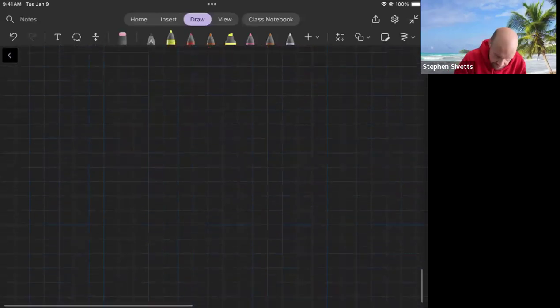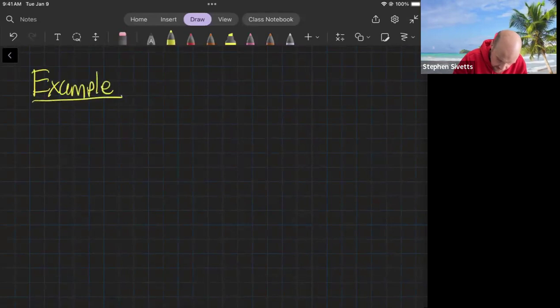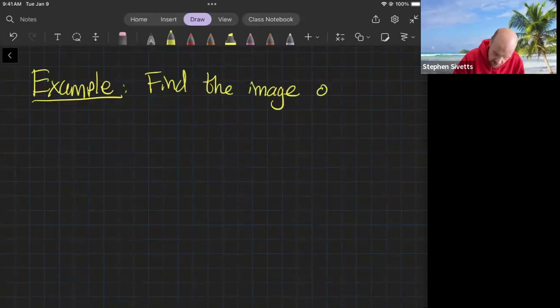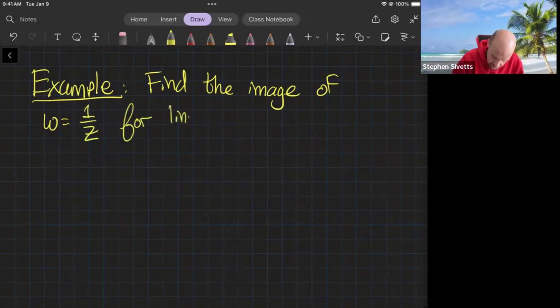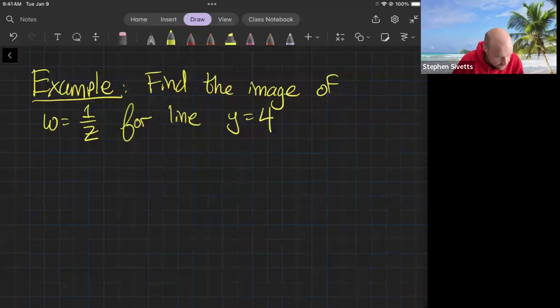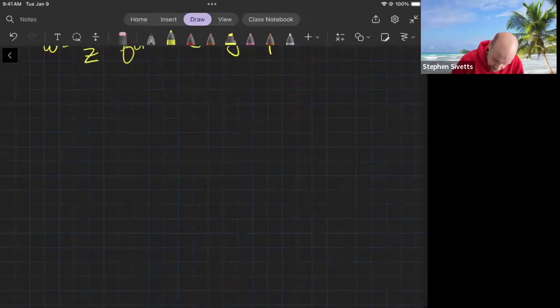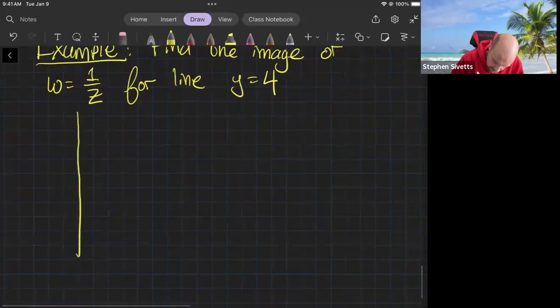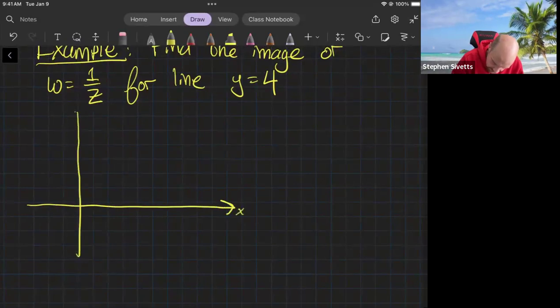How about this example? Now this one is going to be interesting. We want to find the image of the reciprocal function for the line y equals 4. So we have W equals 1 over Z. This is the Z plane.